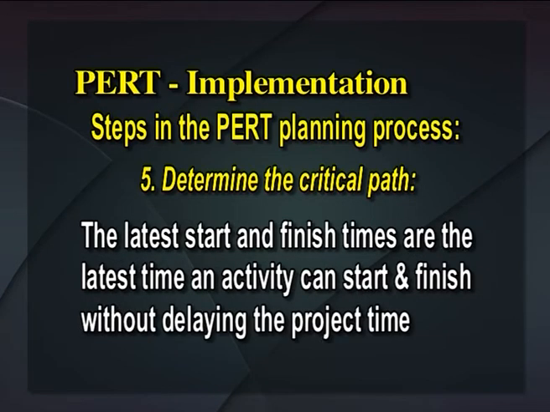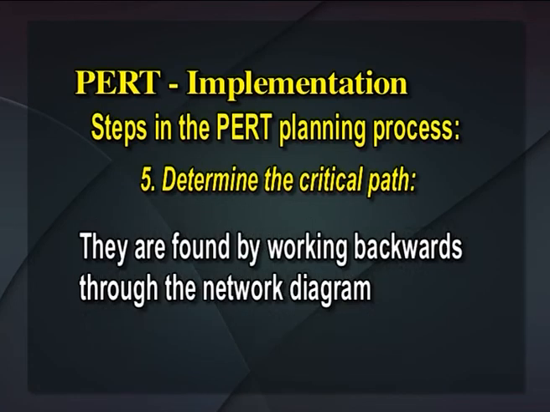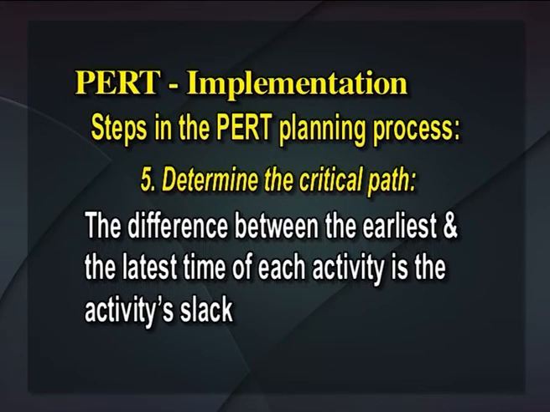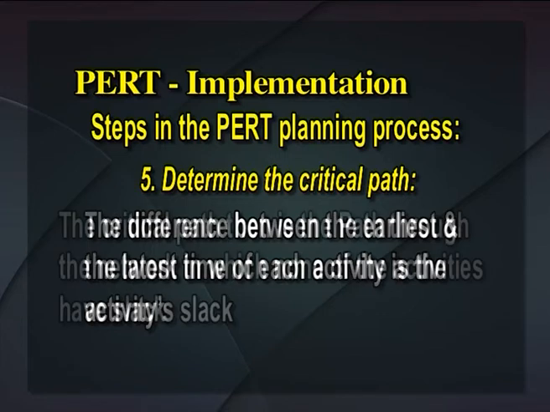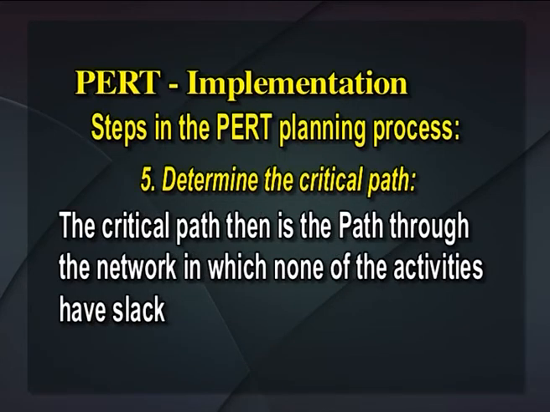The latest start and finish times are the latest time an activity can start and finish without delaying the project time. They are found by working backwards through the network diagram. The difference between the earliest and the latest time of each activity is the activity's slack. The critical path then is the path through the network in which none of the activities have slack.